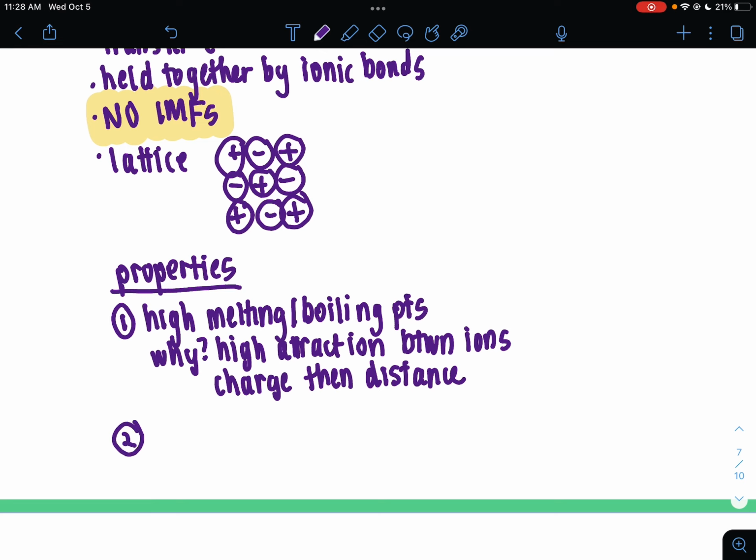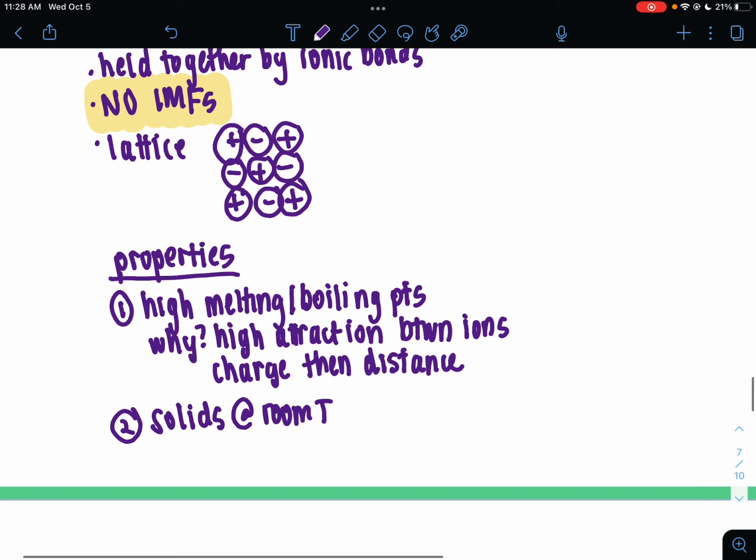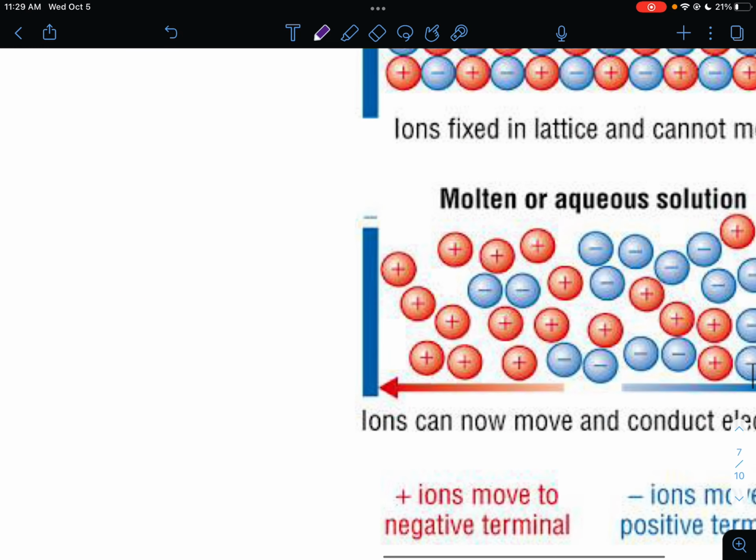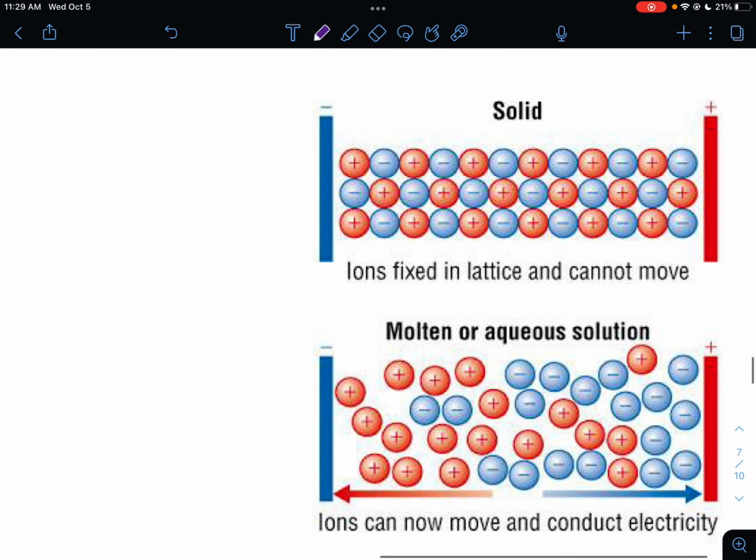Second, they are all solids at room temperature. Always, right? Why? Again, high attraction. When you have a true cation and an anion attracted and they make that lattice structure, you just get a lot of attraction that's holding your ions together. All right, in terms of your pictures, your third property about them is to deal with their conductivity.